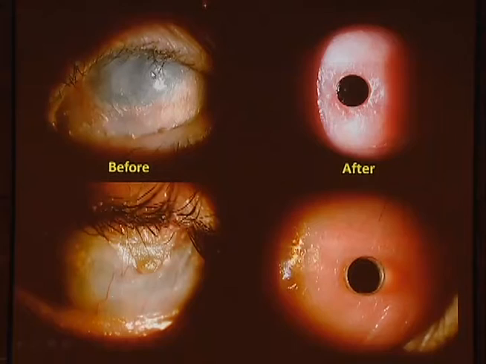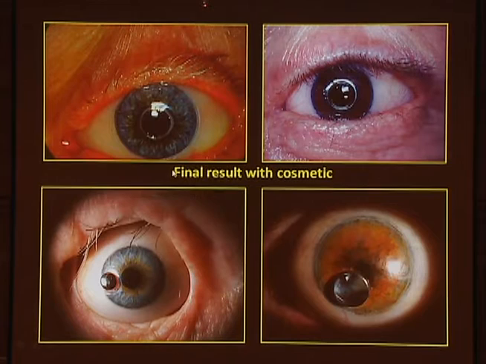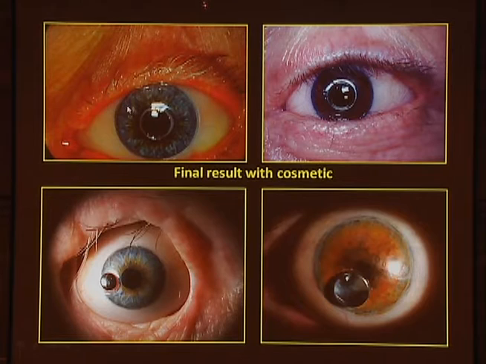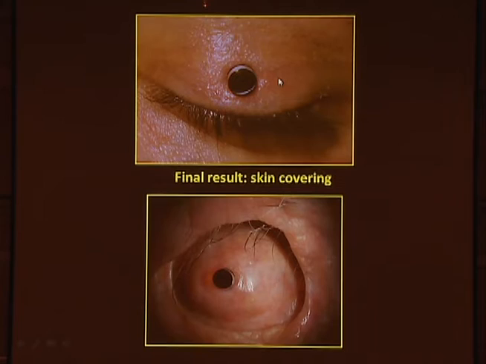These are before and after. Final result with cosmetics. In some cases of lack of buccal mucosa, we are obliged to cover the implant with skin. We know in these cases the duration is lower and the risk of complications is higher. And that's why in these cases we must follow up the patients more frequently. This happens because there is no epithelium of the buccal mucosa, but there is skin, for the reason I just told you before.